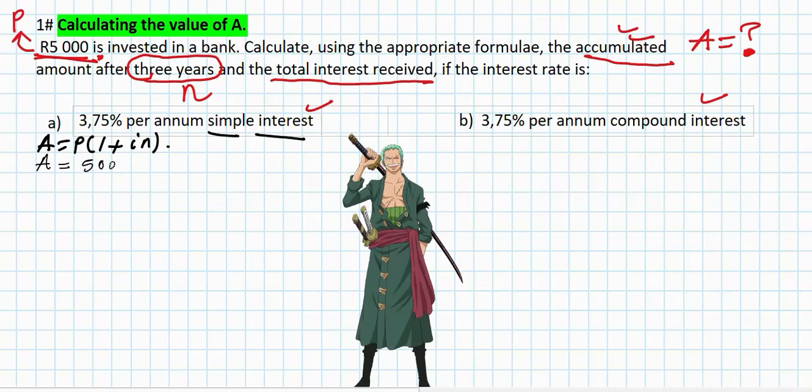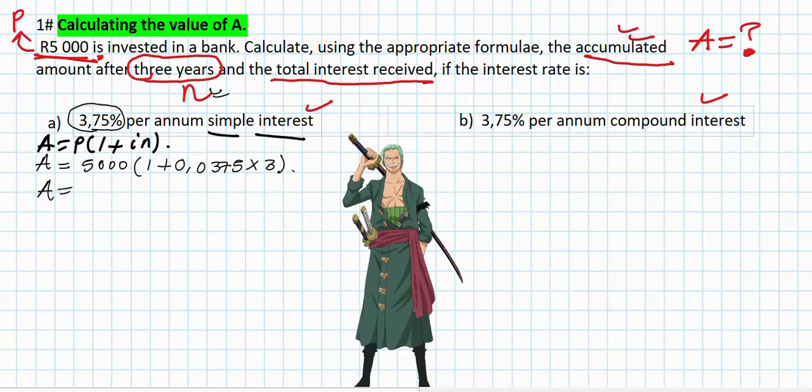My principal amount is 5,000. And I have 1 plus, and remember, how do we write the i? We write this percentage as a decimal or as a fraction. So I'm going to write here 0,0375 multiplied by what? By the n, because this is the simple interest formula. So I multiply by the number of years. We said how many years? Here it is, 3 years. Multiplied by 3.